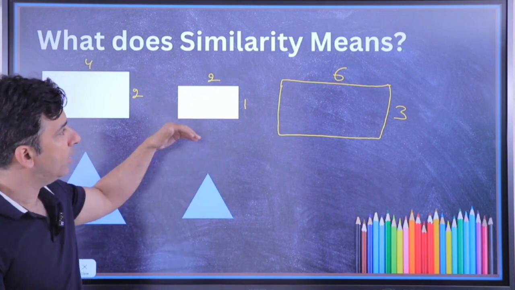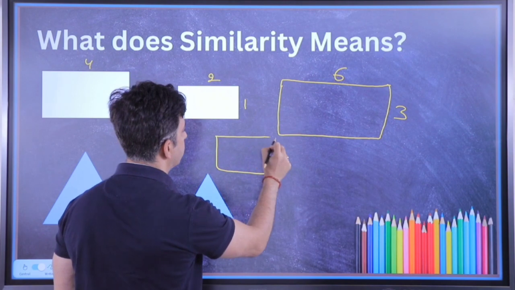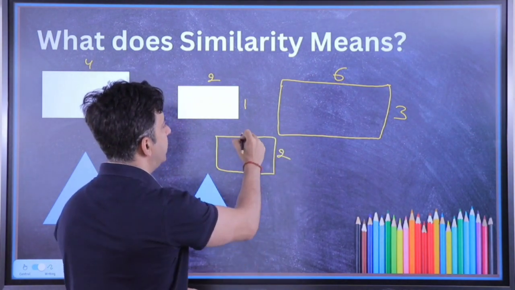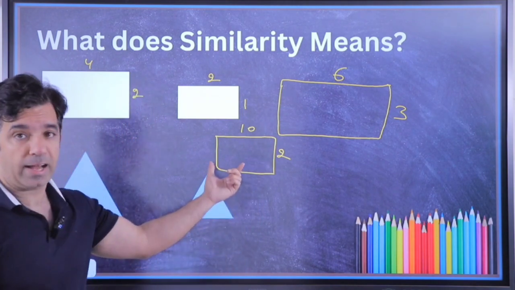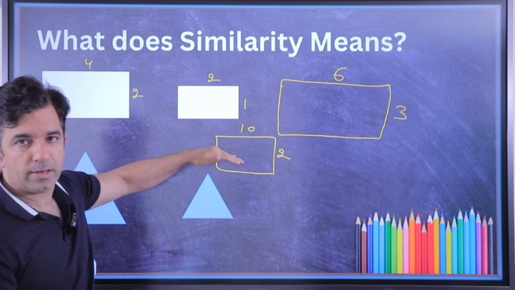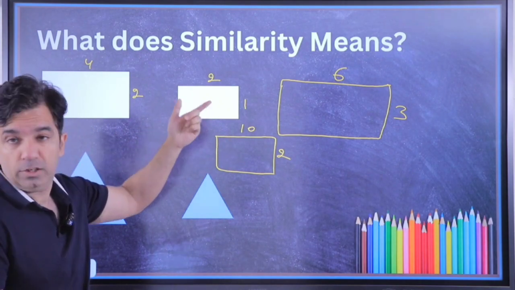So just as a contradictory example, let's say I create a rectangle like this, whose this side is 2 and this side is 10. Again, this is a rectangle. But is this rectangle similar to this one? Is this rectangle similar to this one? We can directly say that no.